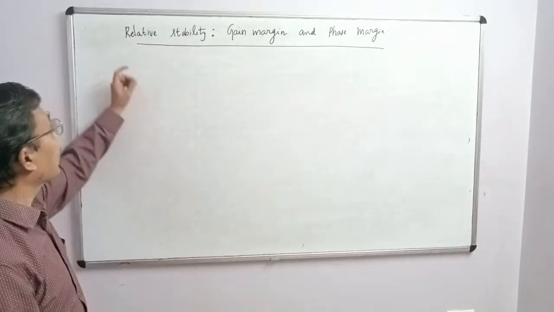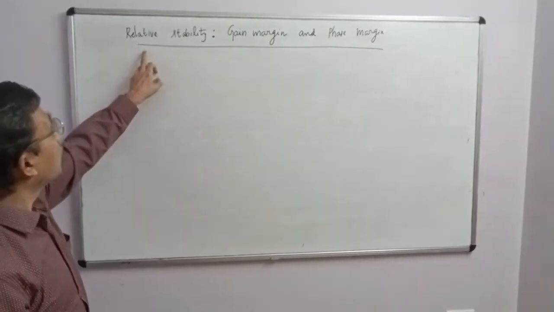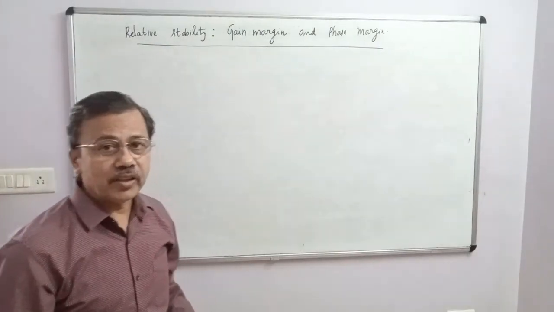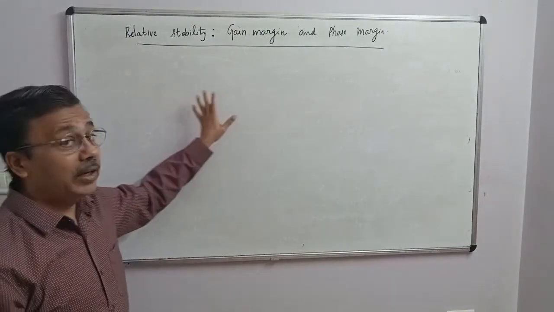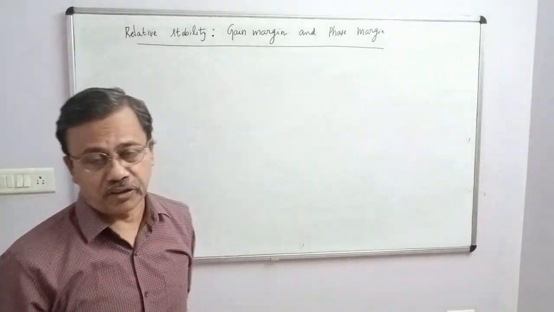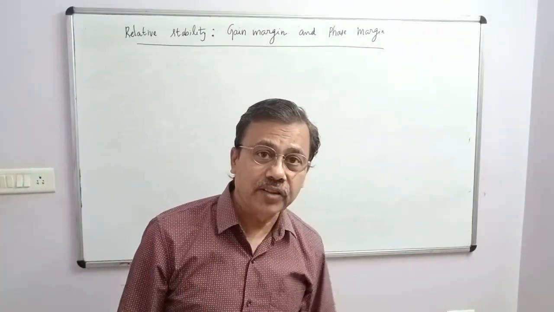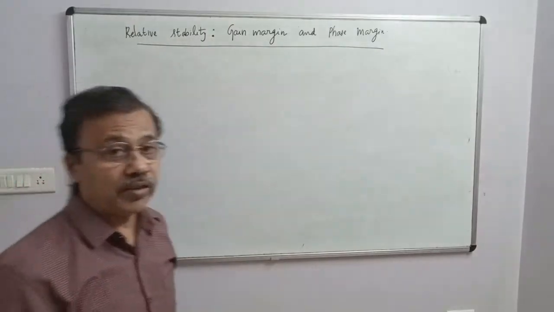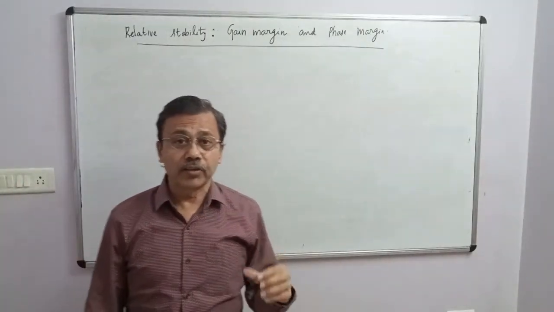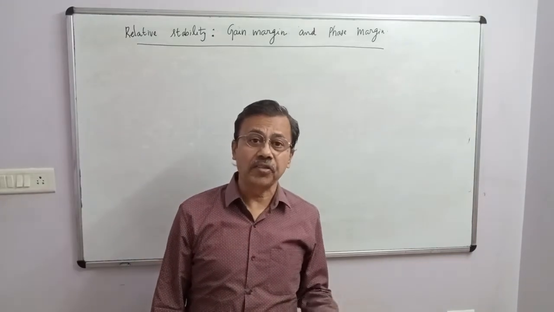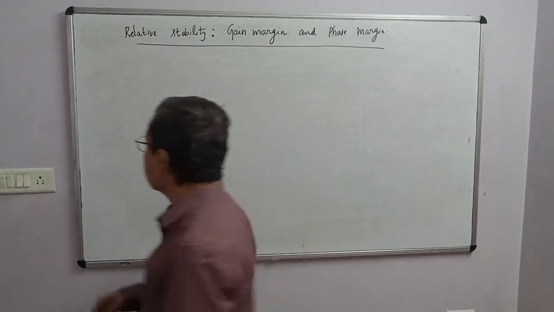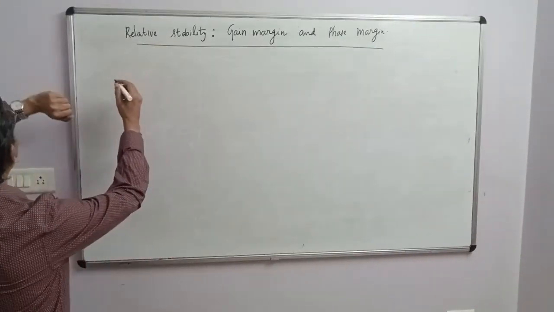In today's class, I'll be teaching you two figures of merit known as gain margin and phase margin for finding the relative stability of a closed loop system. I repeat, in today's class, I shall be teaching you gain margin and phase margin. These are the two figures of merit used for investigating the closed loop stability of a system. So let me write now.